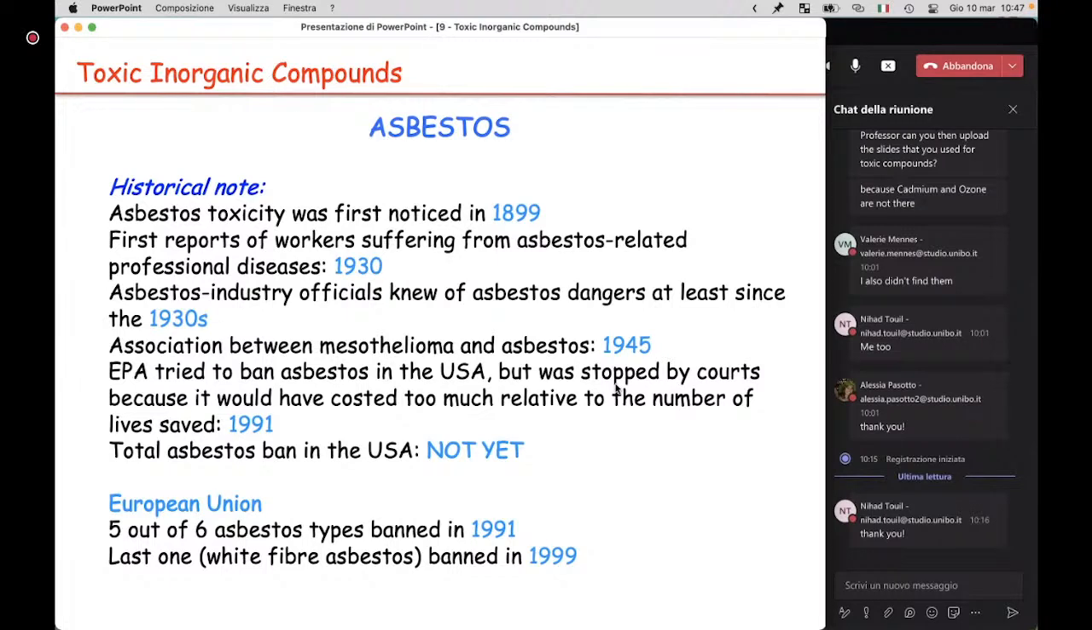Someone in the authorities will start passing laws prohibiting it, and so on and so forth. Unfortunately, this is a trend that I don't think has stopped for good. But I think asbestos is one of the worst examples of this. So this is everything regarding inorganic toxic compounds.